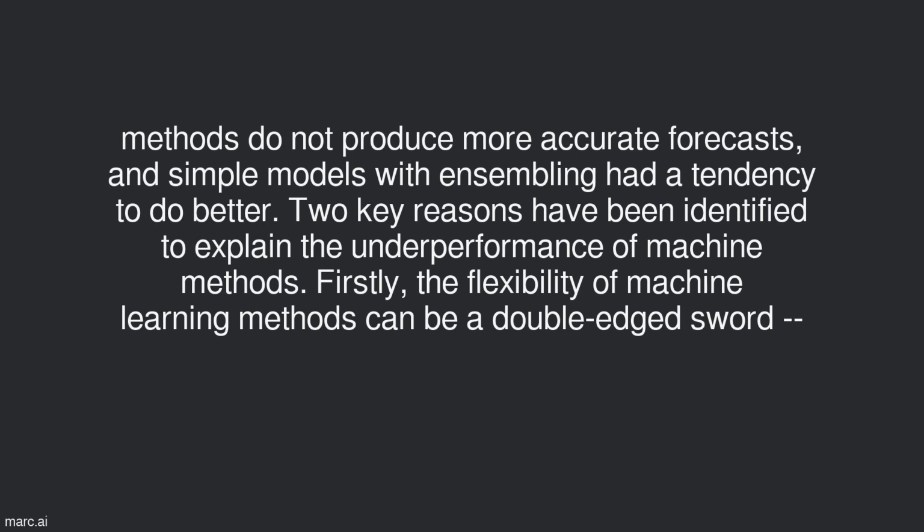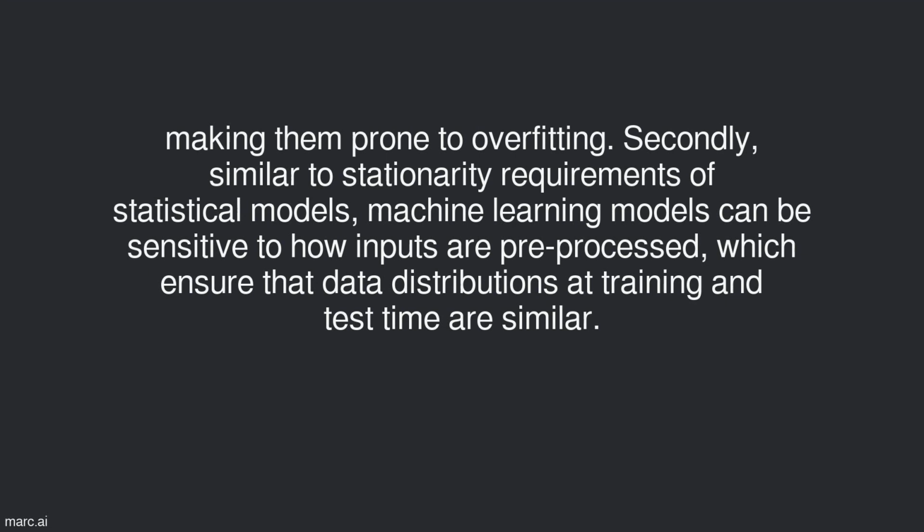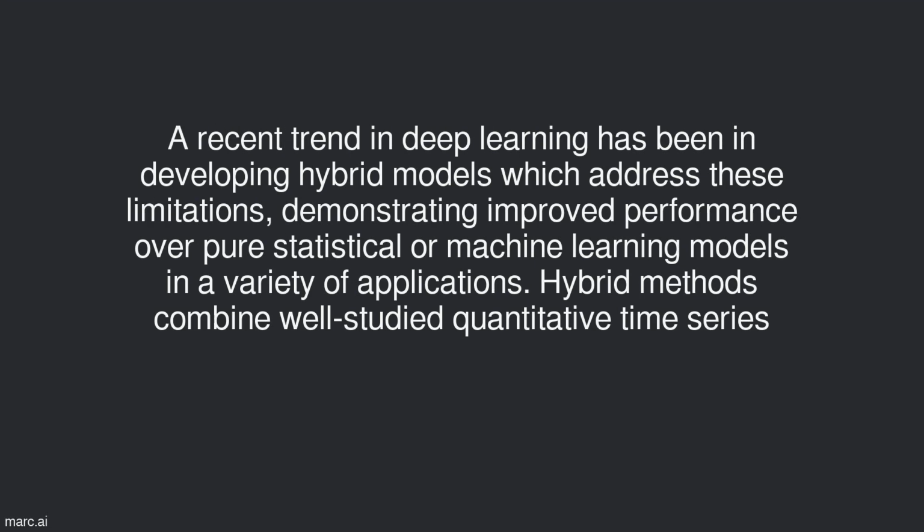Two key reasons have been identified to explain the underperformance of machine learning methods. Firstly, the flexibility of machine learning methods can be a double-edged sword, making them prone to overfitting. Secondly, similar to stationarity requirements of statistical models, machine learning models can be sensitive to how inputs are pre-processed, which ensures that data distributions at training and test time are similar. A recent trend in deep learning has been in developing hybrid models which address these limitations, demonstrating improved performance over pure statistical or machine learning models in a variety of applications.